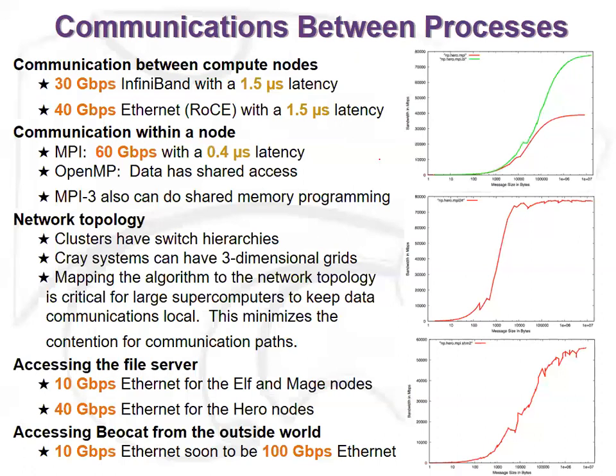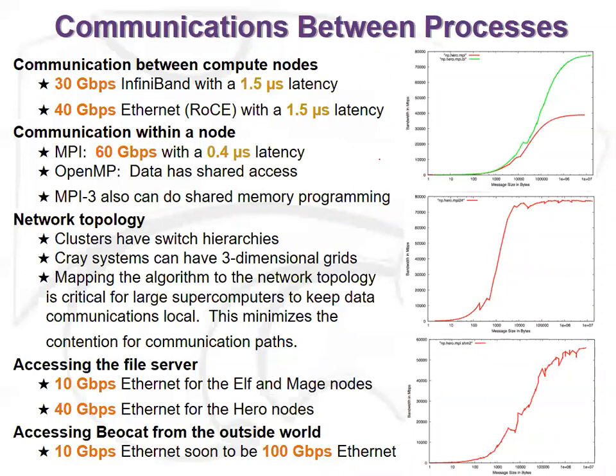Okay, so communication. I want to talk a little more about things from the user point of view now, rather than giving you an overview. Communication between processes is key to how well your parallel program is going to run. I've said a couple times that we have pretty decent networking, with between 30 and 40 gigabits per second of bandwidth and a low latency of 1.5 microseconds. Latency is the minimum amount of time it takes to send a packet from one node to another, and 1.5 microseconds is very good. If you just use Ethernet, that'd be 10 microseconds or more.